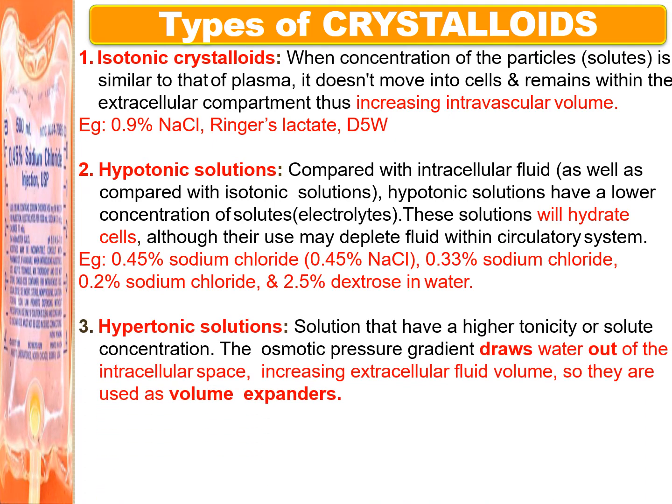The third one is the hypertonic solutions. These are solutions that have a higher tonicity or solute concentration. The osmotic pressure gradient draws water out of the intracellular space, thereby increasing the extracellular fluid volume. That's why they are used as volume expanders. Examples of hypertonic solutions are 3% NaCl and dextrose 5% in normal saline, denoted as D5NS.